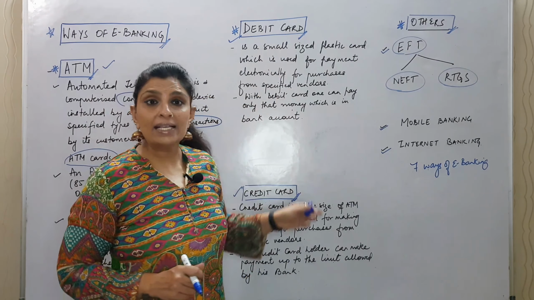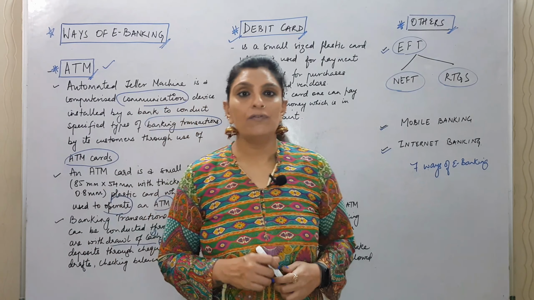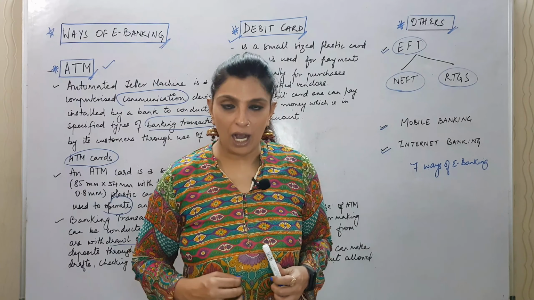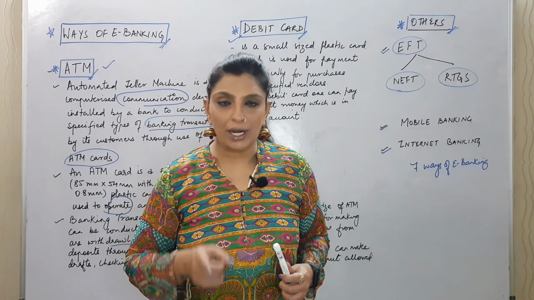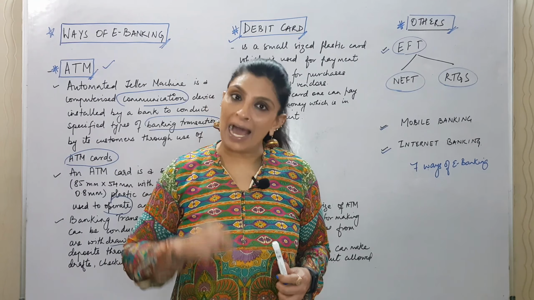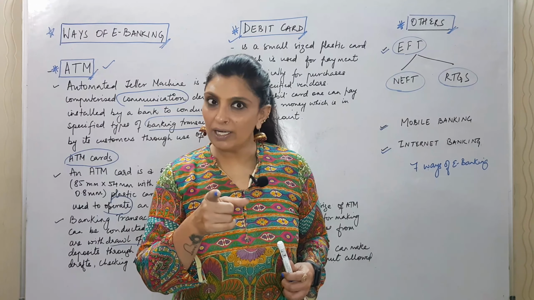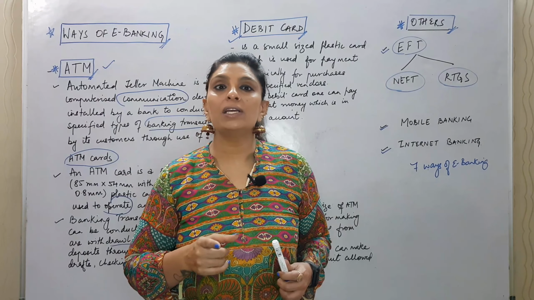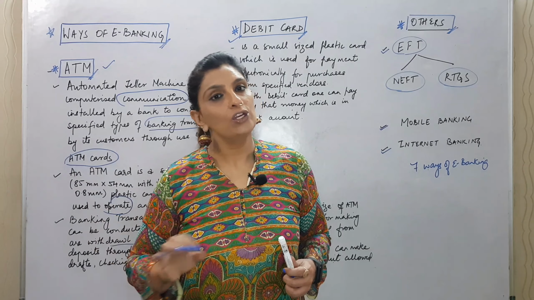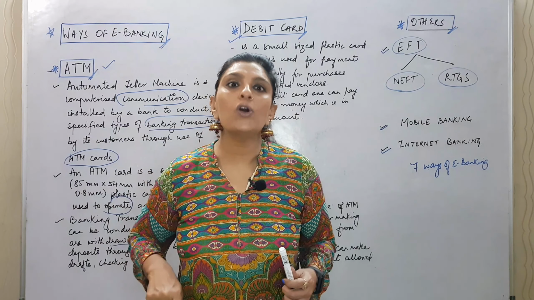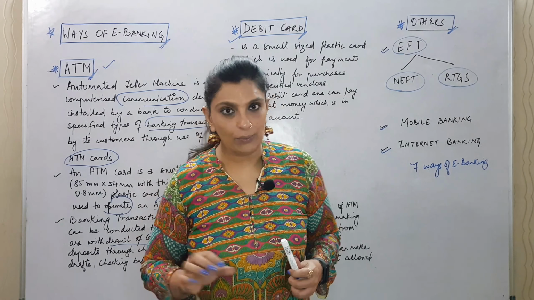Now, next is debit card. What is a debit card? When you have a bank account, a savings account, you get your checkbook and your passbook. Nowadays, you also get one card called a debit card. It is your own money, and you can use that money as long as you have enough money in the account. You can simply swipe your debit card and withdraw money or pay money to anyone.